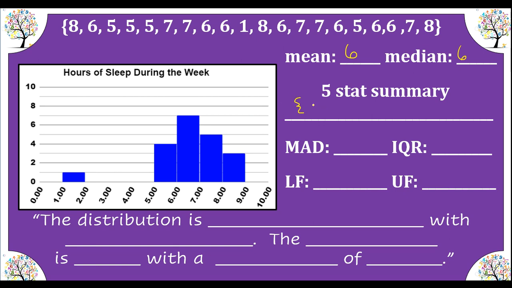Okay, so my 5-stat summary is 1, 5.5, 6, 7, and then 8. So I have my minimum, my maximum, my Q1, Q2, Q3. My MAD is 1. My IQR is 1.5. My lower fence says 1 is less than 3.25. That is true. So this is an outlier.